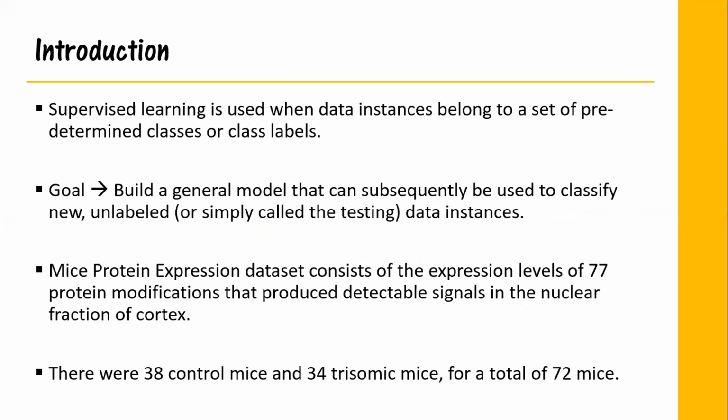Okay, now onto the introduction part. Naive Bayes is a supervised learning method. Supervised learning is used when data instances belong to a set of predetermined classes or class labels. The goal is to build a general model that can subsequently be used to classify new, unlabeled data instances, simply called the testing data.